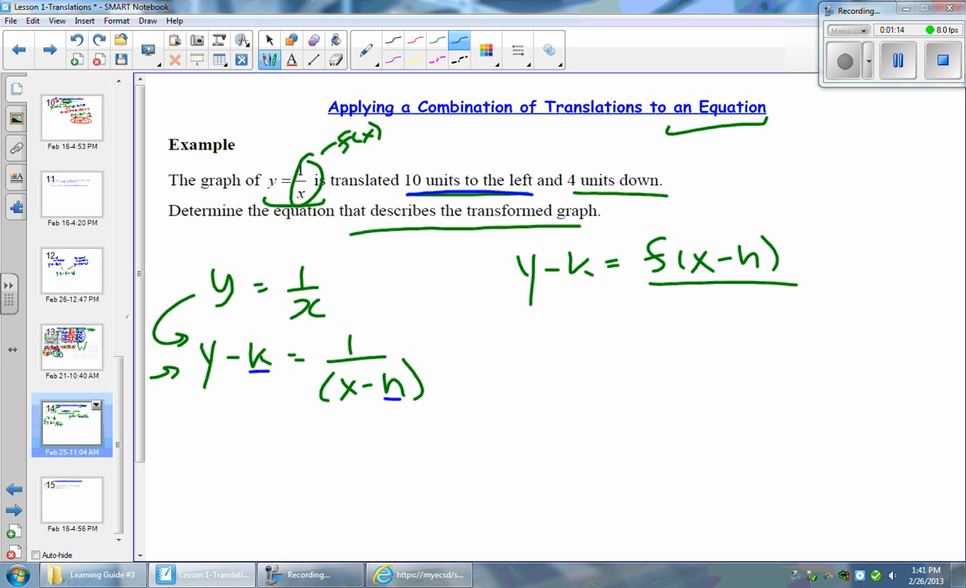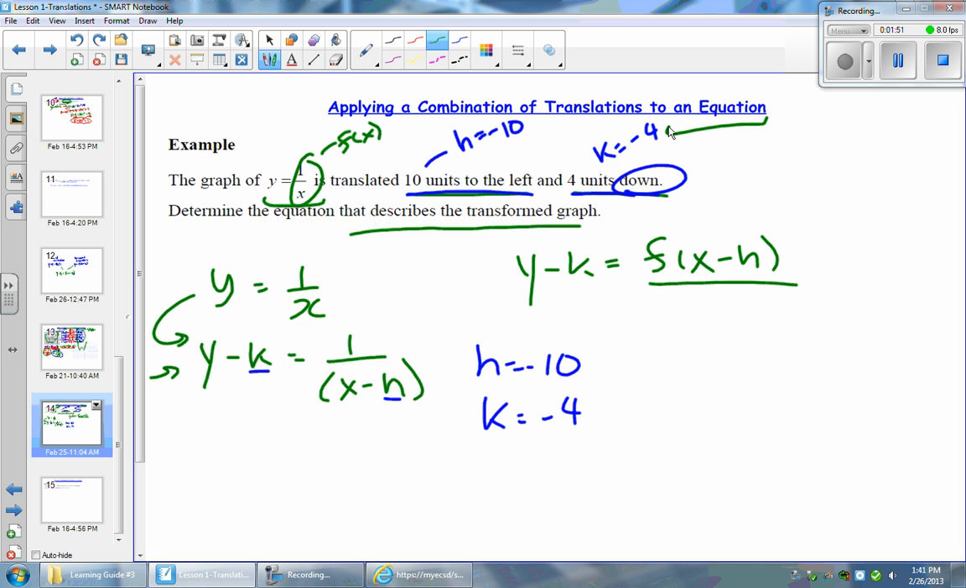We are given the fact that we are translating this graph 10 units to the left. What does that mean? That means we have an h value. It's going to be negative because it's going to the left, and it's negative 10 because we're going 10 units to the left. So my h value is negative 10. We have another translation, 4 units down. So our k value is going to be negative because we're moving down, and it's negative 4 because we're moving down 4 units. So my k value is negative 4.